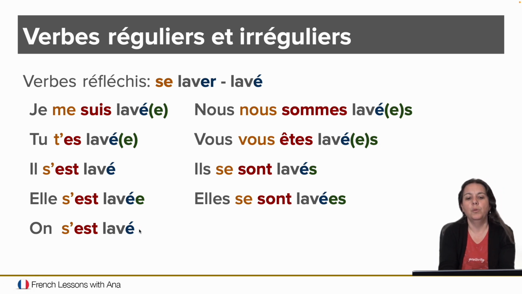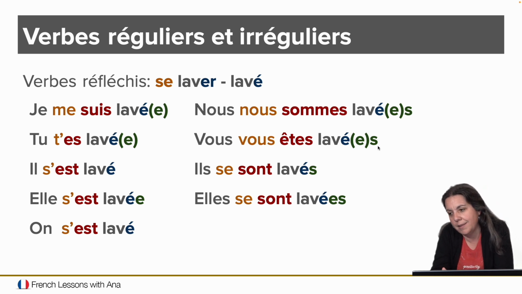On s'est lavé. On is neutral, leave it as a masculine singular form. Okay? Now, nous, and the reflexive pronoun for nous is also nous, so we double the nous. Nous nous sommes lavés. I don't know who the nous is, put the E in brackets. I know it's plural, add an S. Vous vous êtes lavés. But over here, you have the S followed by that vowel. E in brackets, because I don't know if it's masculine or feminine. S for plural. Again, S in brackets if you want, if it's the formal form.